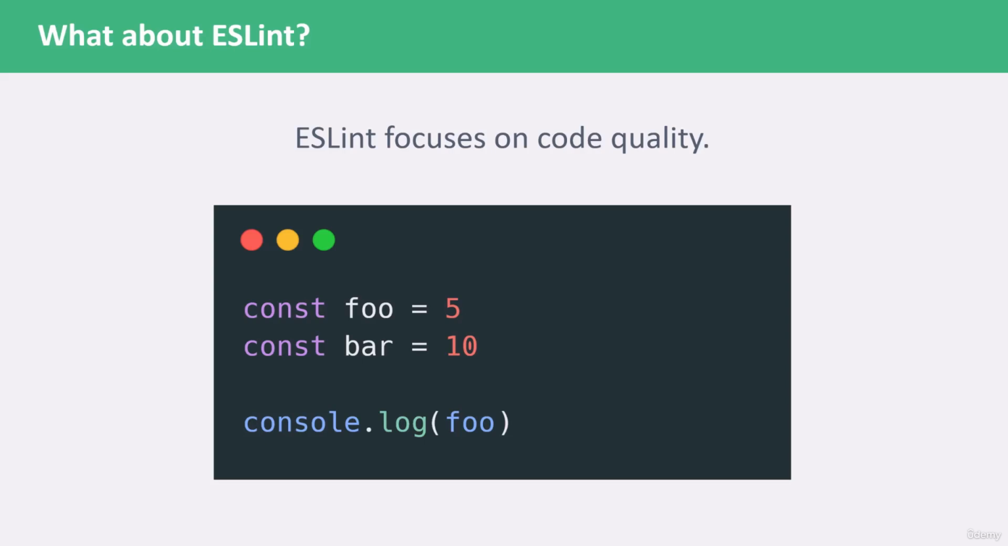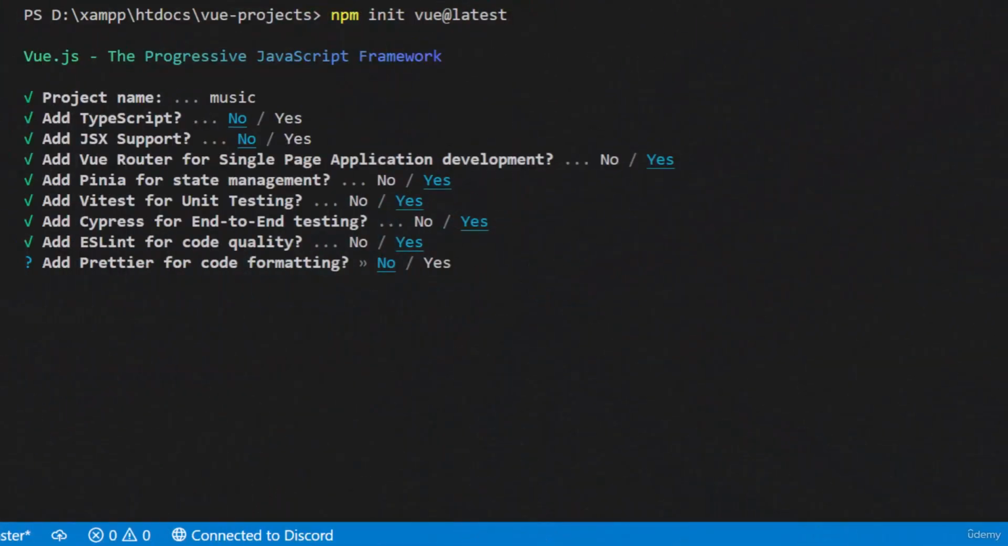ESLint does overlap with Prettier. It offers code formatting checks as well. However, they're not as comprehensive as Prettier. Both tools are great. Unfortunately, the overlapping can cause problems and inconsistencies. The Vue community is aware of these conflicts. Don't worry, by using the Create Vue package, these differences will be settled. Let's select Yes.